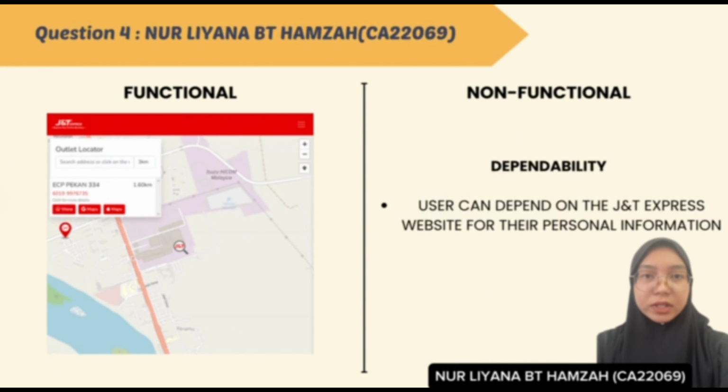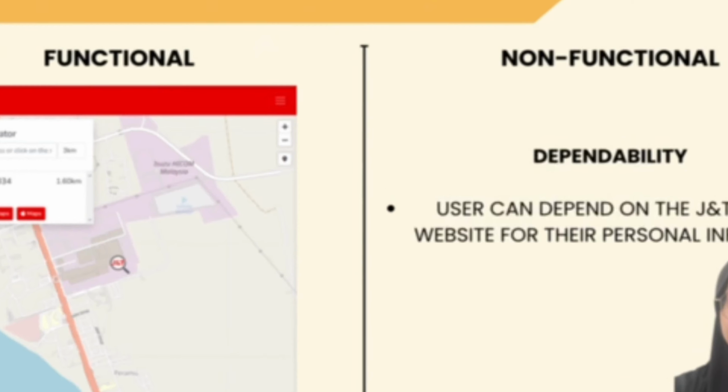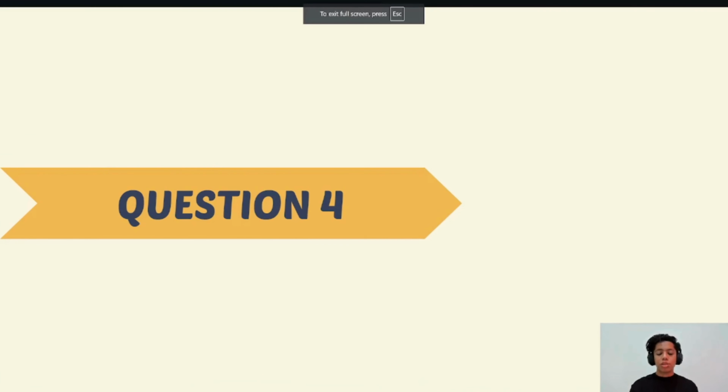Next is the non-functional requirement, which is dependability. The GNT Express system shall be dependable so that the user can depend on the website for information such as tracking number, phone number, address, and others. If the system couldn't provide good dependability, then the website didn't reach the user's expectation. We will continue for question 4.